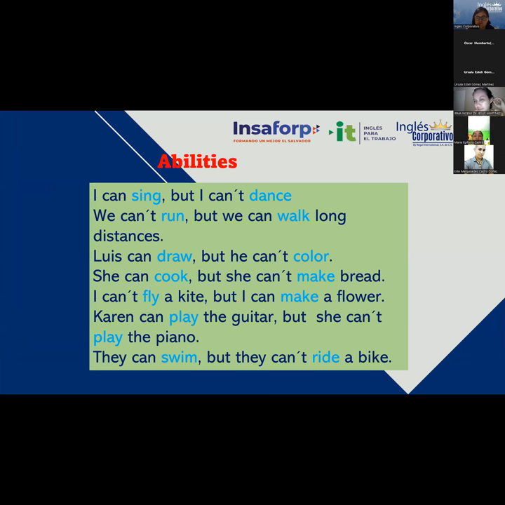abilities. What can you use for abilities? What are abilities? What is an ability? Vamos a ver. What is ability? ¿Qué significa? Le daremos lectura. Ability, ¿qué significa? Habilidades. Habilidades, exactly. Las abilities. I can sing, but I can't dance. We can't run, but we can walk long distances.